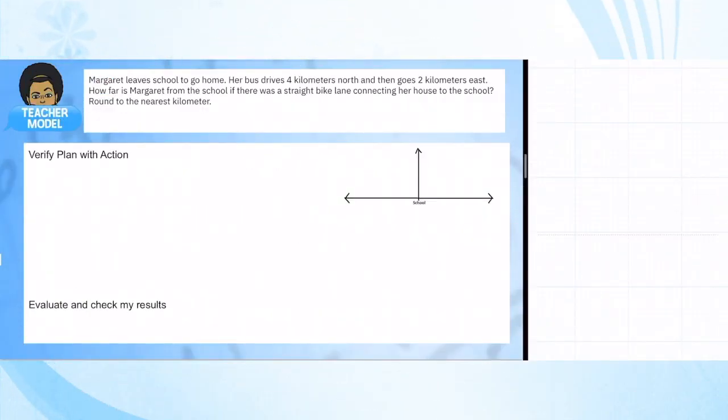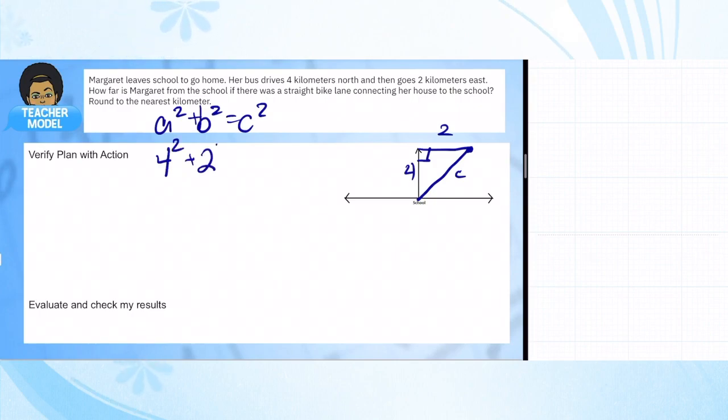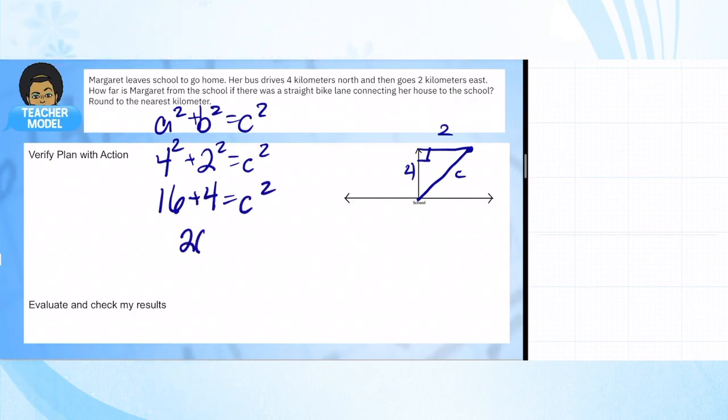Okay, we're going to start off with a visualization, and just from the problem, again, we know that it is 4 north and 2 east. So let's plot that point, adding in those numbers, and now we can see the right triangle here. And we are using the Pythagorean Theorem. So let's substitute our values and evaluate. So 20 is equal to c squared.